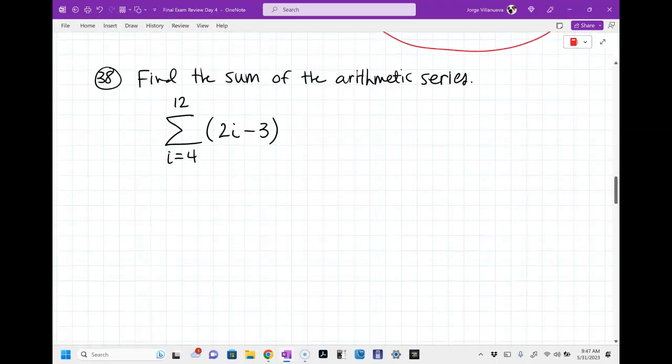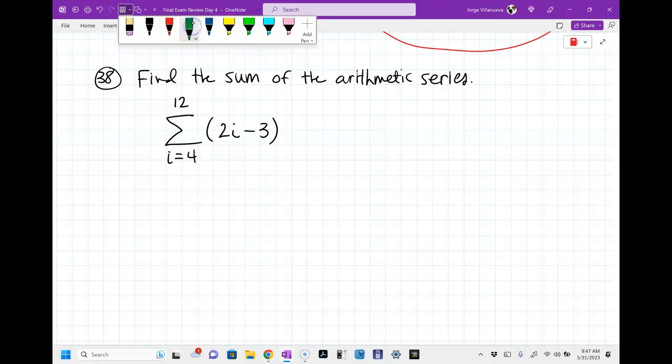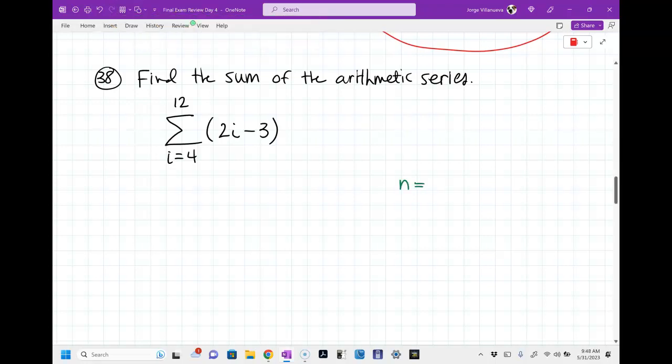All right, next one. Find the sum of the arithmetic series. Now you'll notice this one doesn't start at 1. This one starts at 4. So your a sub 1 isn't plugging in a 1, it's plugging in a 4. But we'll get to that right now. So the number of terms, n, is 12 minus 4 plus 1. So that's equal to 9.